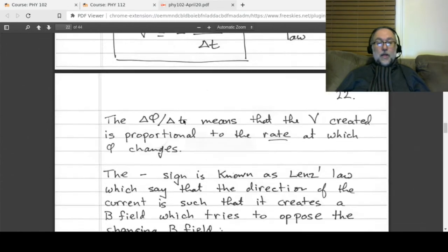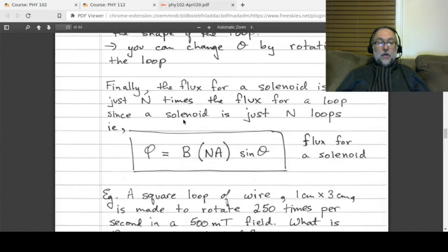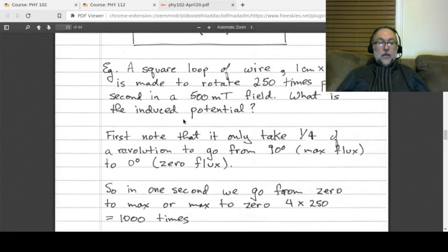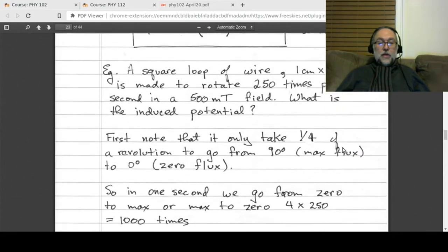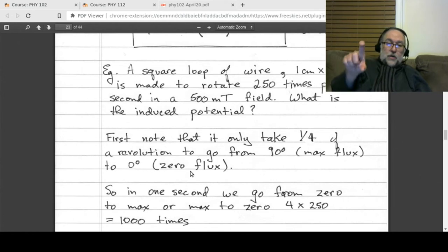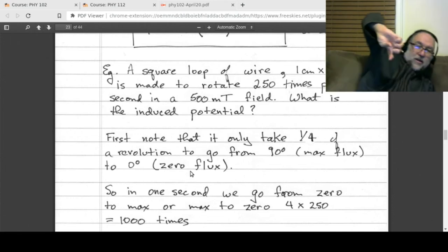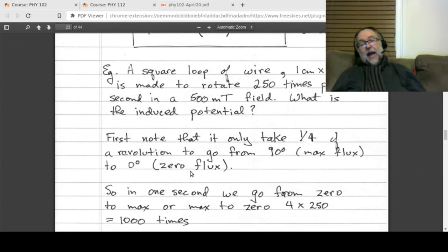So over here in our problem, the first thing we're going to note is that it only takes a quarter of a revolution to go from 90 degrees, which is your maximum flux, to 0 degrees, which is your minimum flux, or vice versa. That's only a quarter of a revolution. That's a half of a revolution, there's the 3/4, and then finally you're back again. So every quarter revolution, you're either going from 0 to 90 or 90 to 0.